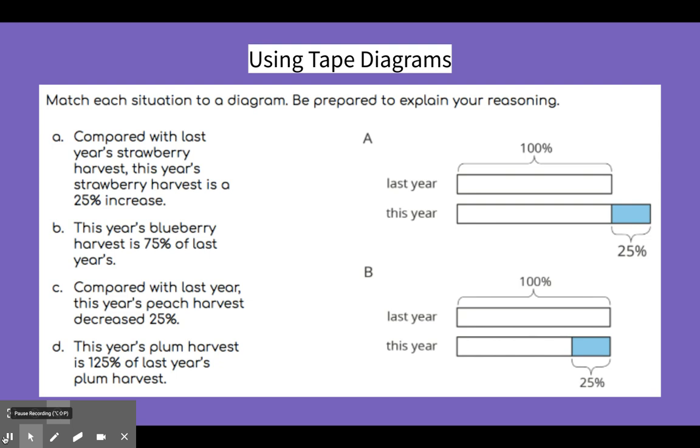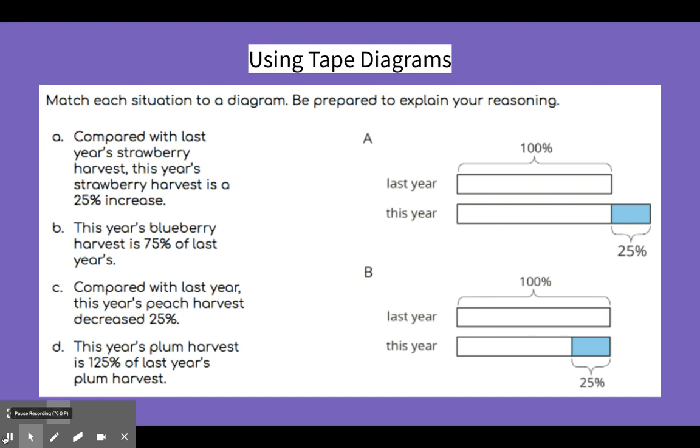Option C says compared with last year, this year's peach harvest decreased 25%. So letter choice C also goes with diagram B, because a 25% decrease from last year means that this year's harvest corresponds to 75% of last year's harvest. And the rectangle for this year is 75% of the rectangle for last year.